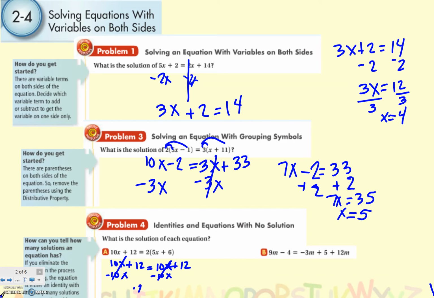So whenever I cancel both variables, I end up with either an identity or a no solution. And the way that you know the difference is if they're equal, like these are equal, then it's an identity. But if you look at this one, when I combine like terms here, I get 9m plus 5.